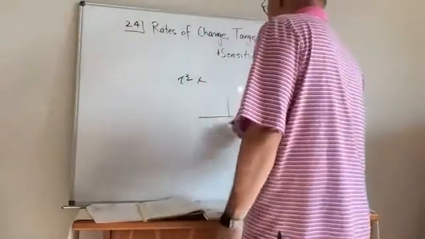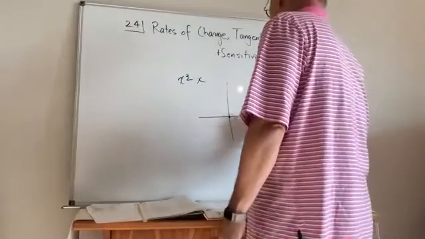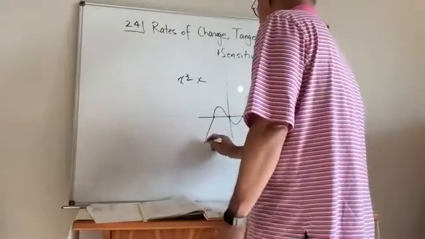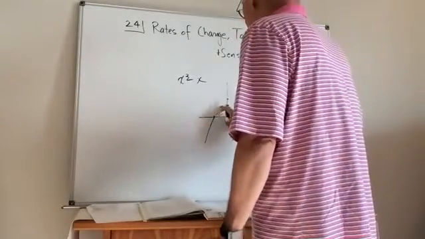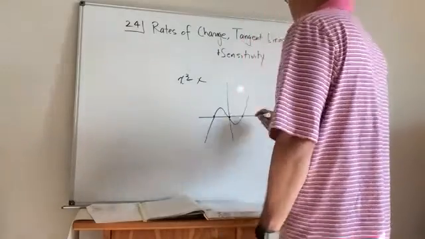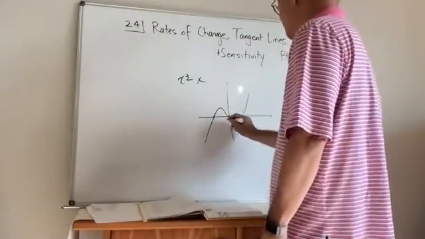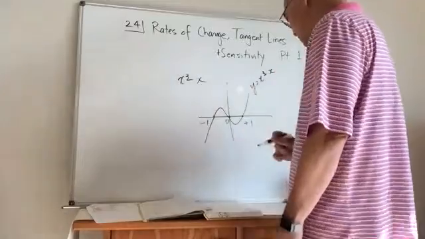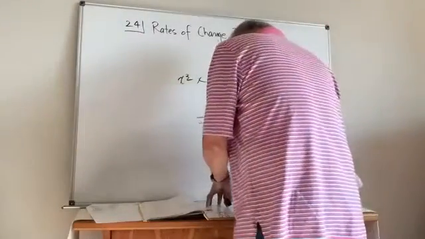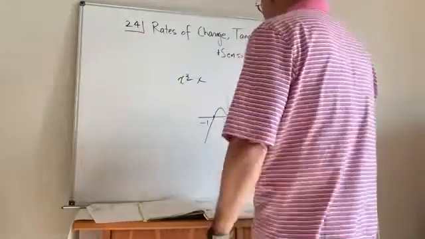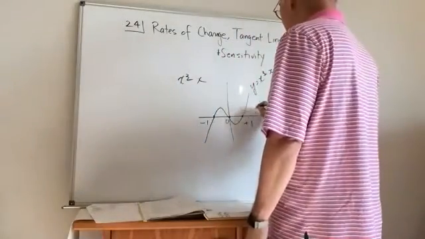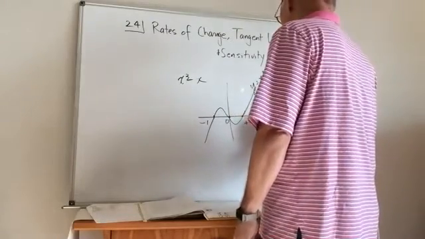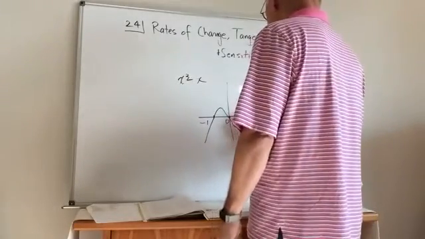If I graph this, it looks like it's going to hit 0, 1, and -1, and it's going to go like that. So this is going to be y equals x cubed minus x. And we want to find the average rate of change between 1 and 3. So let's say this is 3 here.